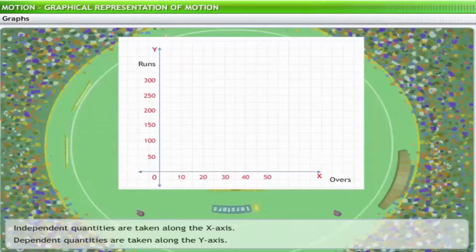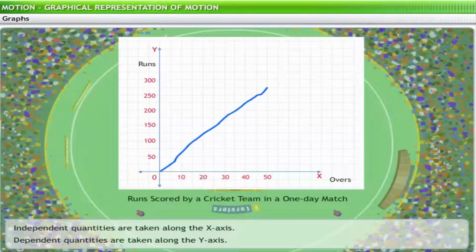Graphs typically contain both an independent and a dependent variable. For example, consider the graph shown. It plots the runs scored by a cricket team in a one-day match. If you observe the cricket match graph, the number of overs bowled in a match is independent of how many runs came off an over or how many wickets were taken. Since the number of overs is an independent quantity, it is taken on x-axis. Similarly, we can use line graphs to describe the motion of an object.